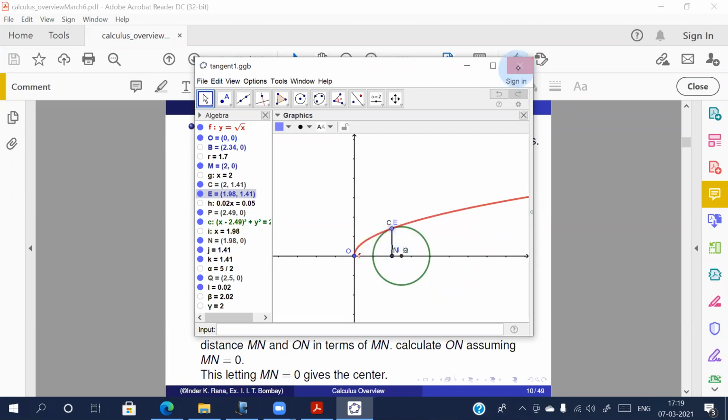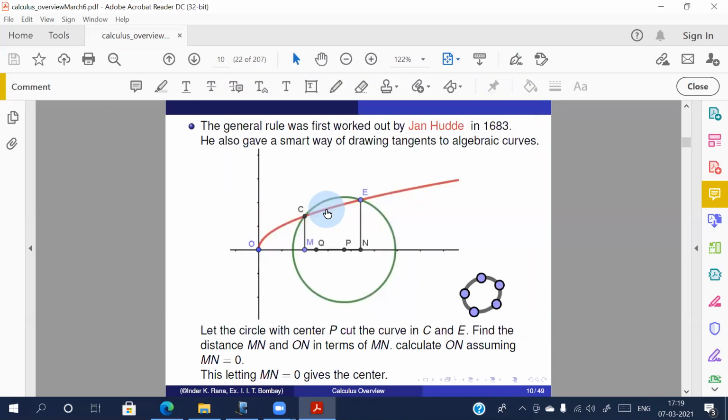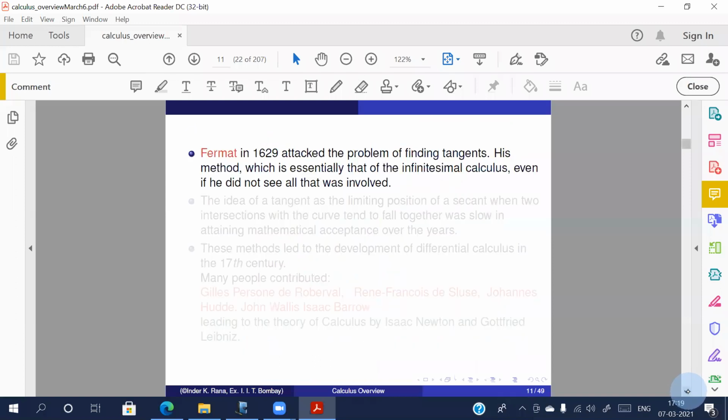Okay, so there is a concept of limit and continuity coming into the picture very implicitly, very naively. Then came Fermat on the scene in 1629.